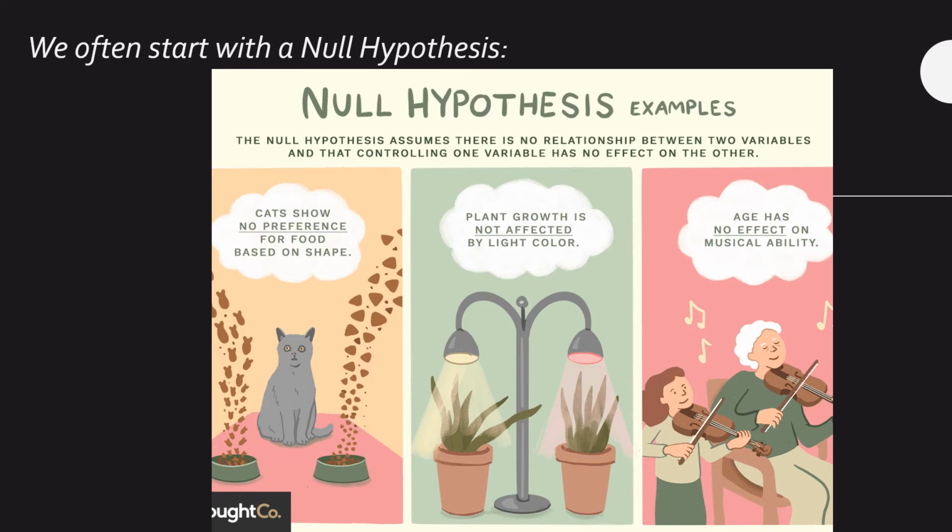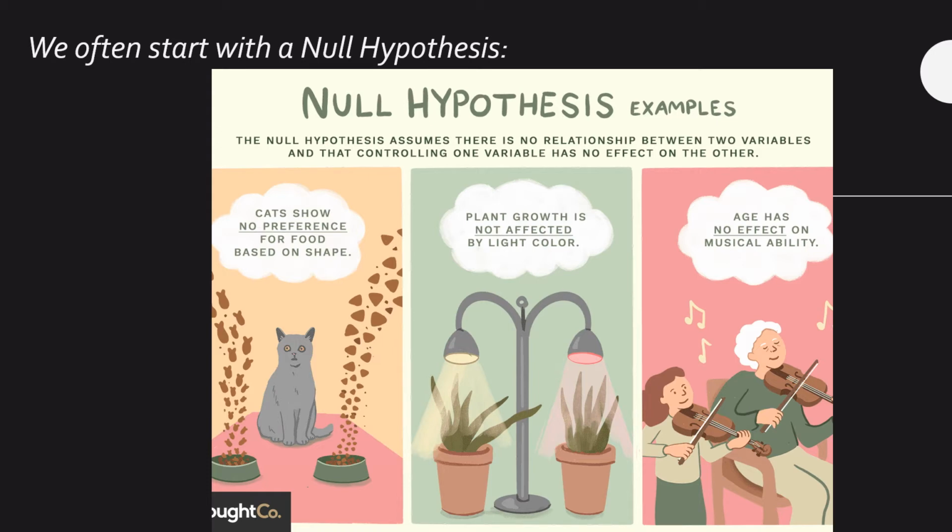Now there are two types of hypotheses that we're going to be using, and the first is what we call the null hypothesis. So what we mean by that is we're going to say that if we change something, there's going to be no impact. So there's going to be no relationship between our variables, basically.